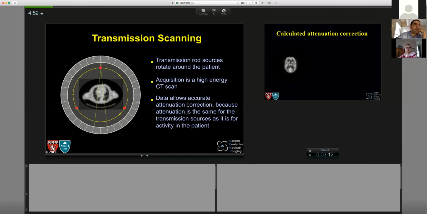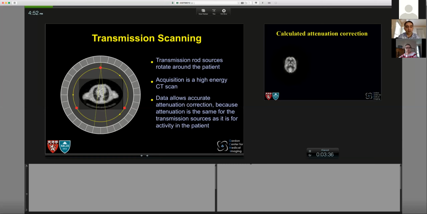The problem with this approach is that you'd have to have a rotating source, which is very slow, takes time, and is clumsy. The good thing about this approach is that your source has the same energy as your emission of positrons in the patient. So you have a match of energy, and you don't have any difference in attenuation coefficients due to different energies.